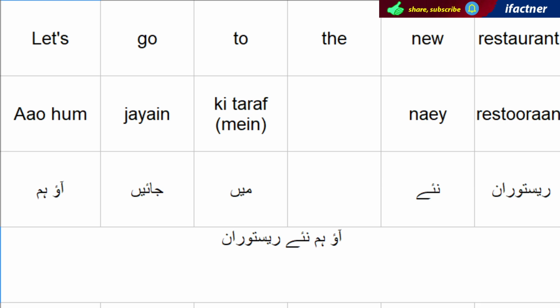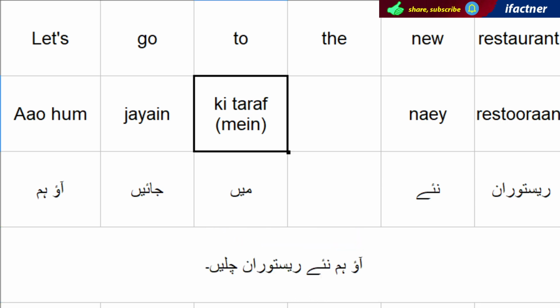So instead of में जाएं, we will say चलें. चलें. Chalna means to walk, but here it means let's go, to go. चलें. Che, lam, ye, and nuna. आओ हम नए restaurant चलें, and in the end we put a hyphen. Now let's see how do we write this sentence in Urdu language.